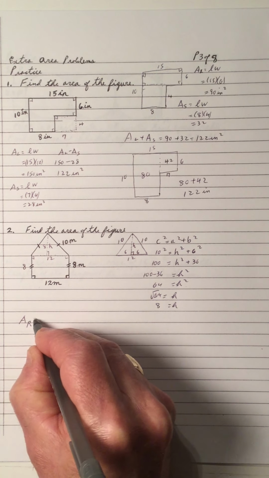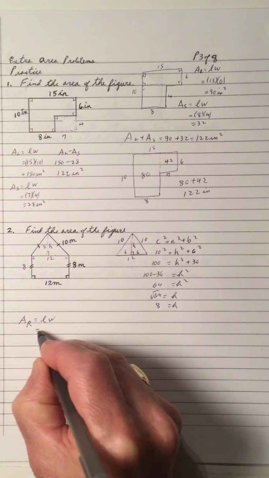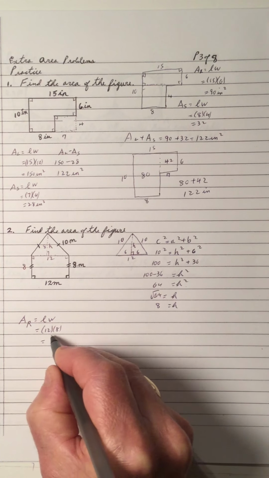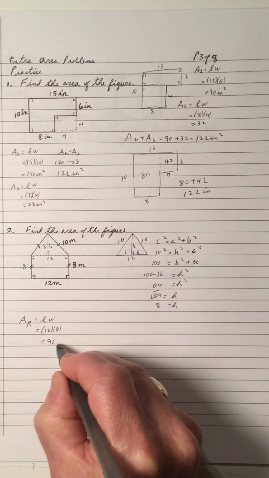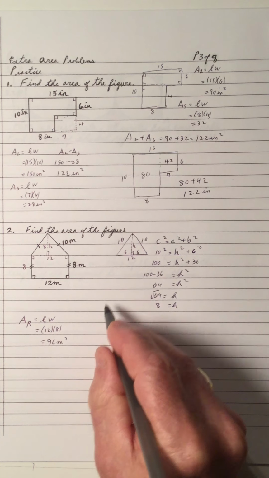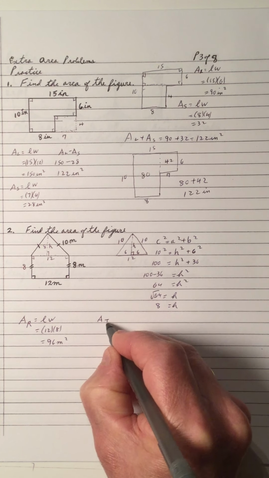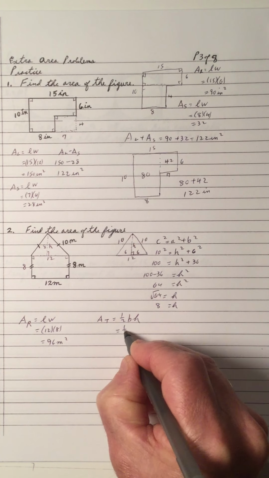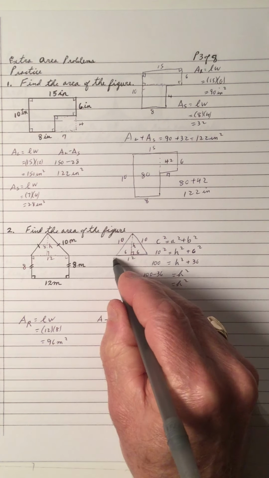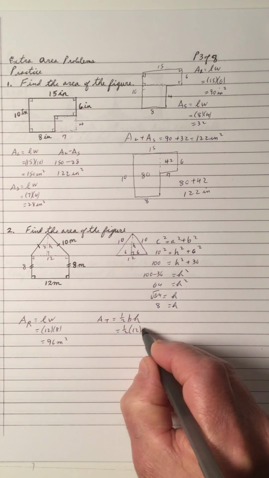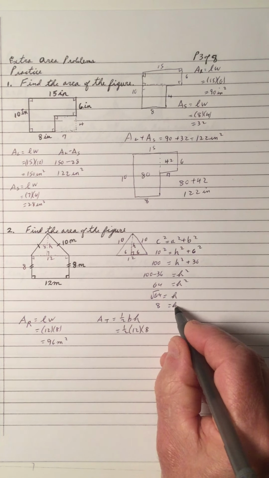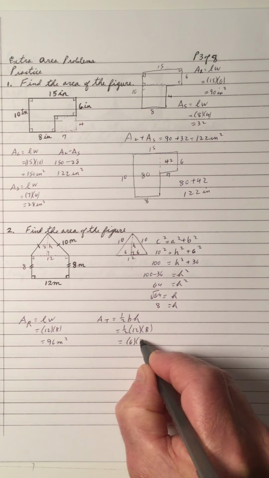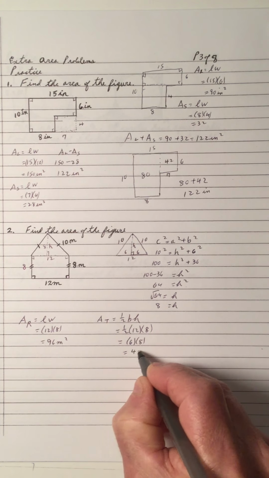I'm going to call it R, length times width. So the rectangle is a 12 by 8. So 12 times 8 is 96, and it's square meters. I can also get the area of the triangle. I'm going to call it T, half base times height. The base of the triangle is 12, and the height we found here to be 8. So half of 12 is 6, and 6 times 8 makes 48.